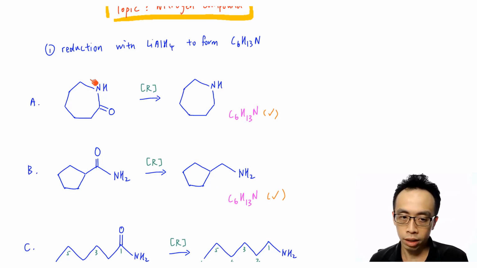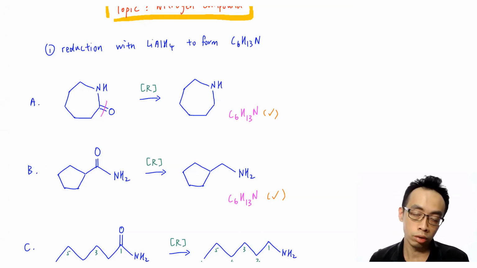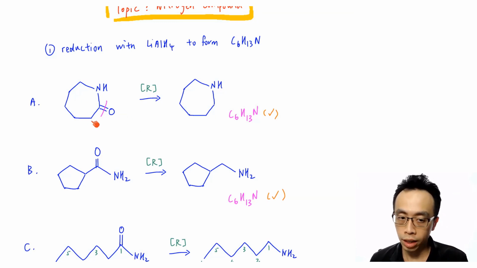Involving A, I have a cyclic amide, and reduction using lithium aluminum hydride. I will break the C double bond O, removing one oxygen and putting in two hydrogen. Losing oxygen and gaining hydrogen is considered reduction. We should be able to draw out the product pretty easily. If I consider A, I just remove the oxygen and convert it to a CH2, and the product will be something like this. If we work out the molecular formula for this product involving A, it will be C6H13N. This is consistent with our question, so this is one of the possible options.